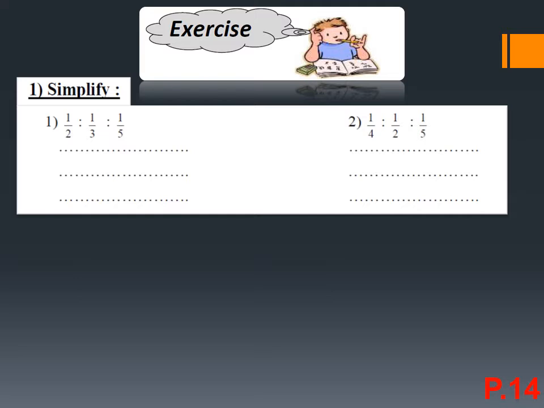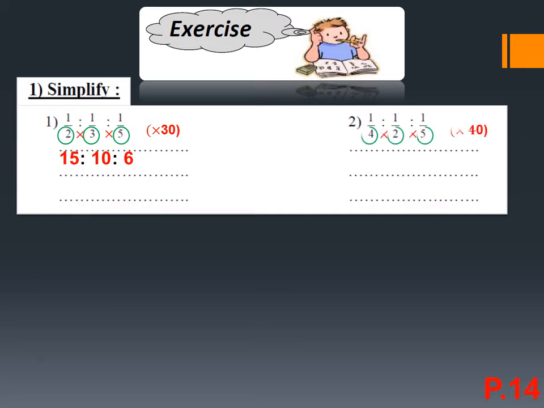to 1 over 3 to 1 over 5. Here we have a ratio between three fractions. We do the same. Circle the three denominators, multiply all of them together to form that which is 30. Multiply each fraction by 30 to get the ratio in the whole numbers 15 to 10 to 6. And this is the simplest form.